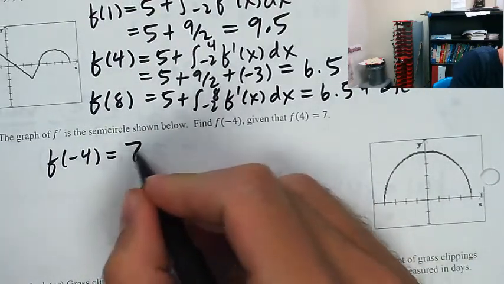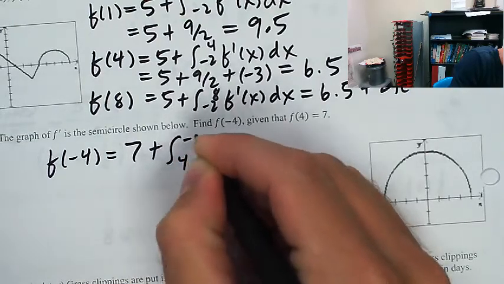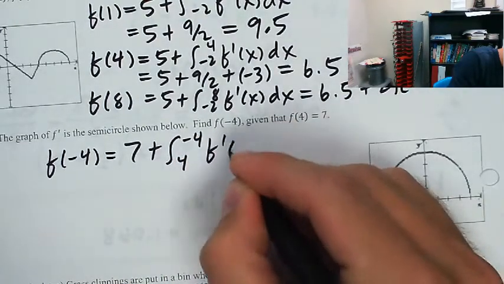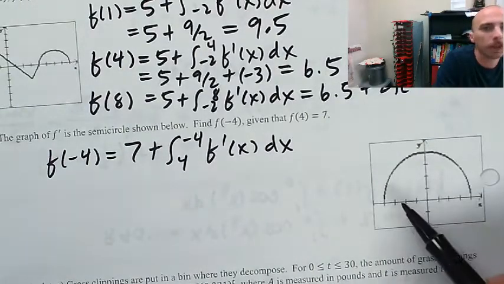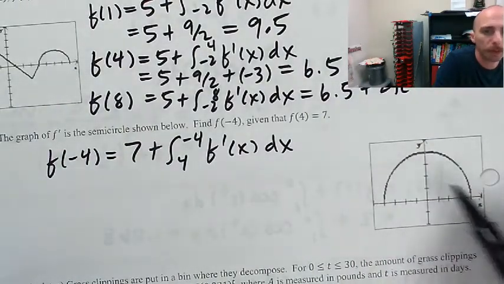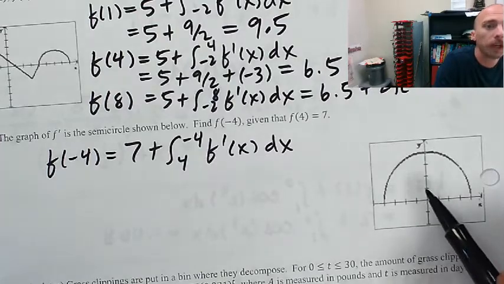So f of -4 is going to be f of 4 plus the integral from 4 to -4 of f prime of x dx. Okay. But since this is not something that I'm going to compute using a calculator, but with the fundamental theorem or whatever, I'm just going to have to use geometry.